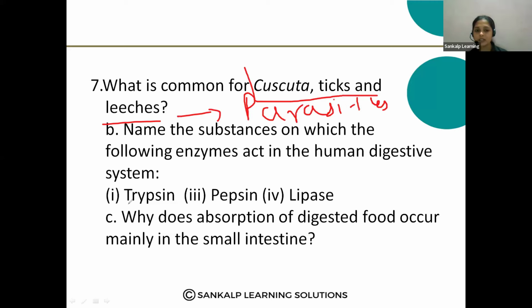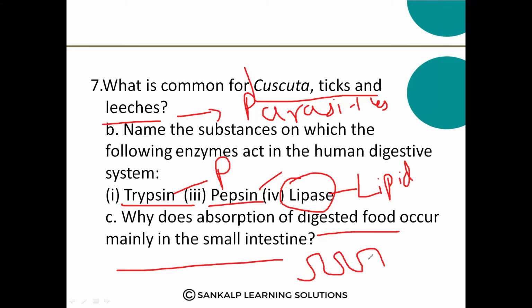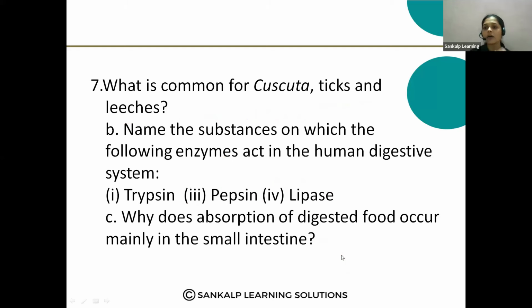The second answer: trypsin acts on the protein. Pepsin also acts on the protein, partial digestion of the protein. Lipase acts on the lipid. Why does the absorption of digested food occur mainly in the small intestine? Because of the villi. That is the correct answer. Note down the answers. These questions may be asked as a 1 mark or multiple choice question.